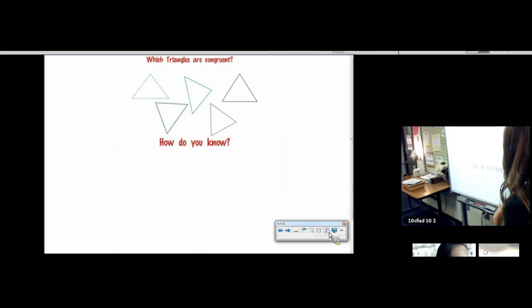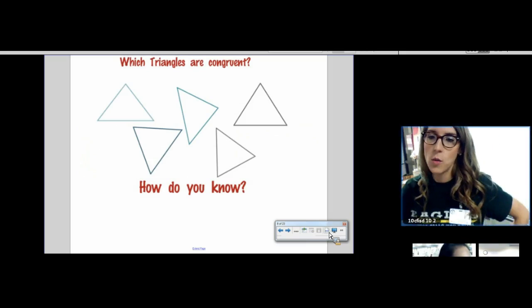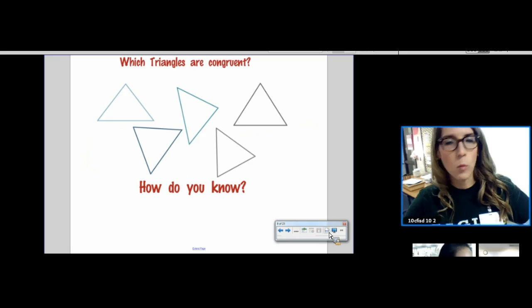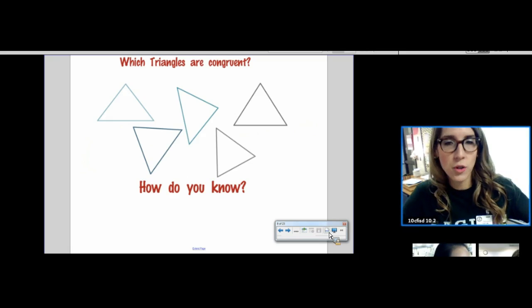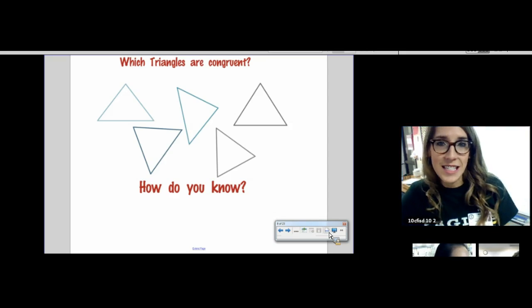All right. Which triangles are congruent? How do you know? So what would it mean to be congruent? What would you need to check? What would be true if two figures were actually congruent? They can't just look similar.